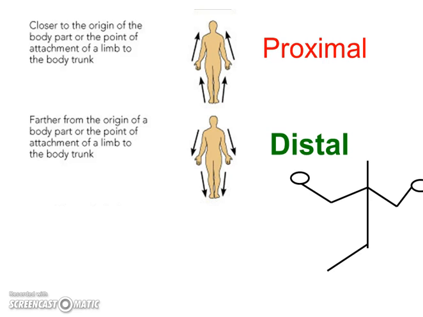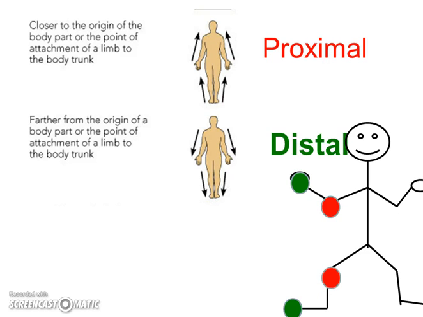Let's look at our stick man. We're using the colors red and green. Red is going to be proximal, green will be distal. If we compare our elbow and our hand, our elbow would be proximal, our hand would be distal. If we compare our foot and our knee, our foot would be distal, our knee would be proximal.